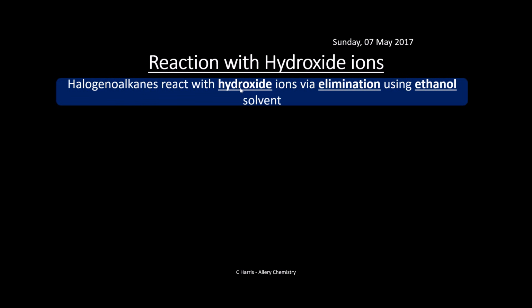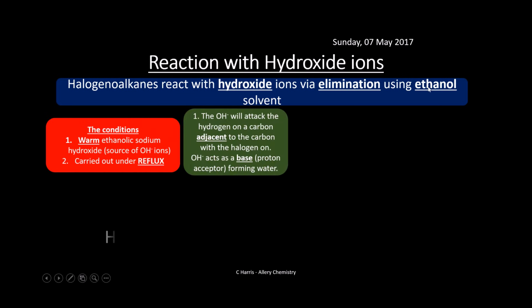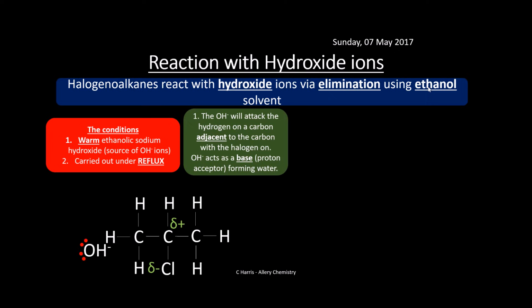This was the reaction of a halogenoalkane reacting with hydroxide ions, but this time we're using an aqueous solvent back then, and we got an alcohol. This one would just change the solvent, same substance as a hydroxide ion, but we've changed the solvent. The solvent is now ethanol. So let's look at the conditions. Warm ethanolic sodium hydroxide. This gives you the source of the OH- ions, and this is carried out under reflux.